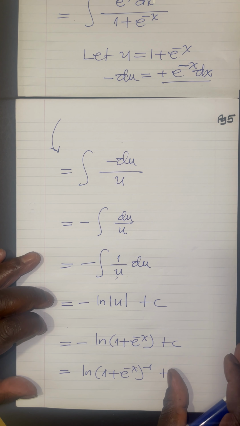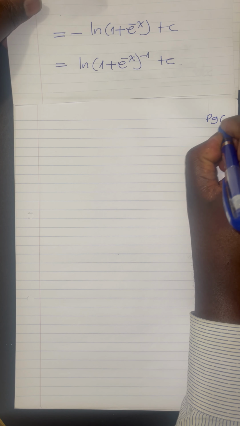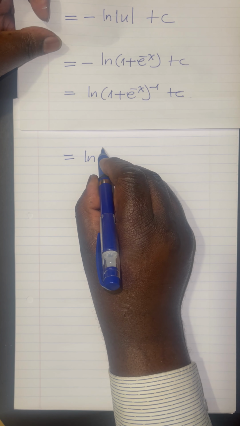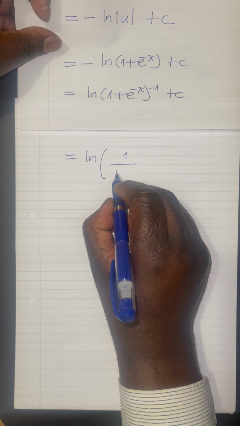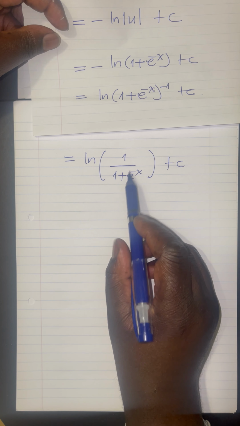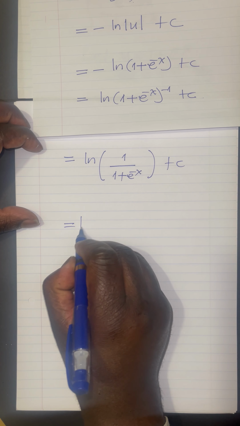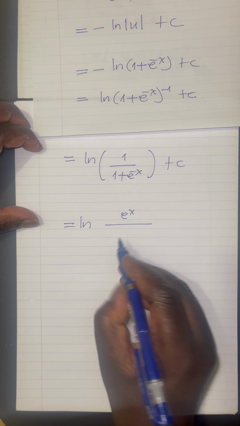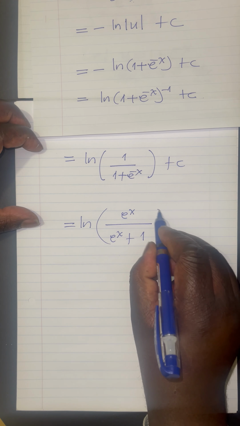What does this mean? Well, taking us to page 6, we're basically saying that is equal to natural log of the reciprocal, because that's what power minus 1 is. So this is going to be 1 all over 1 plus e to the minus x, plus c, multiplying by e to the x in the denominator and the numerator. What we have is natural log of e to the power x times 1 is e power x, all over e power x times 1 is e power x, times e power minus x is 1. Plus c.